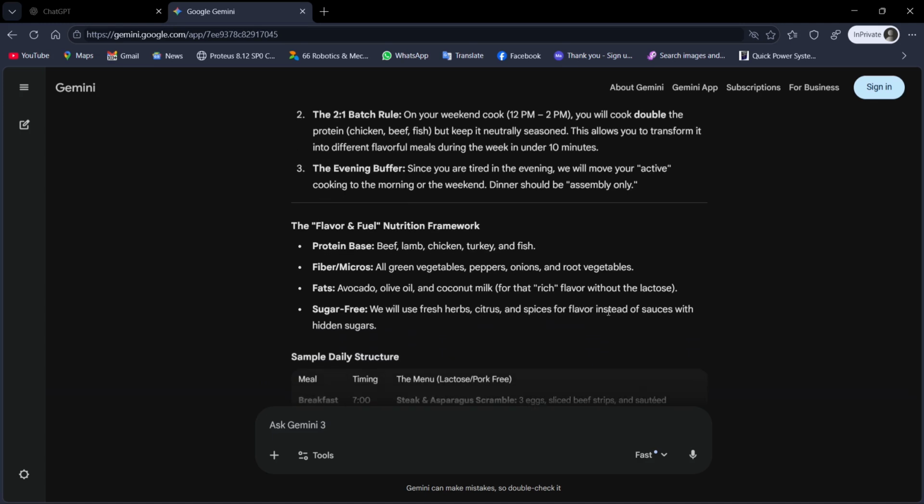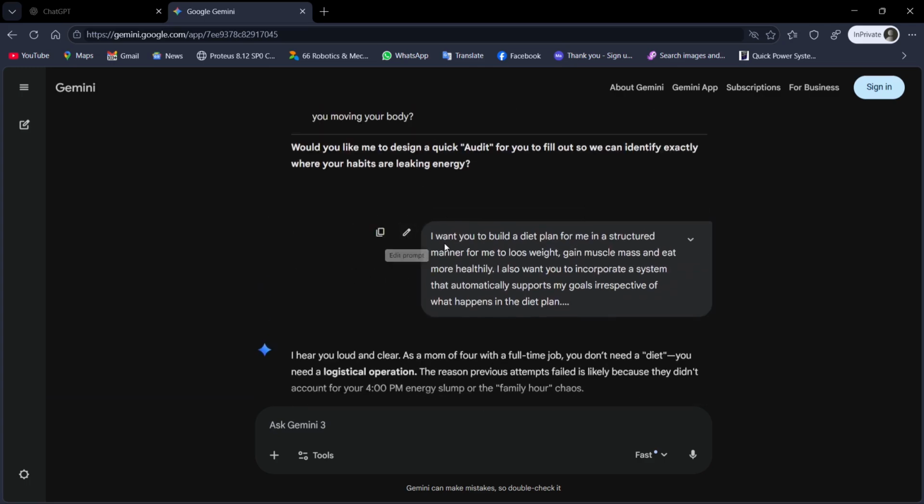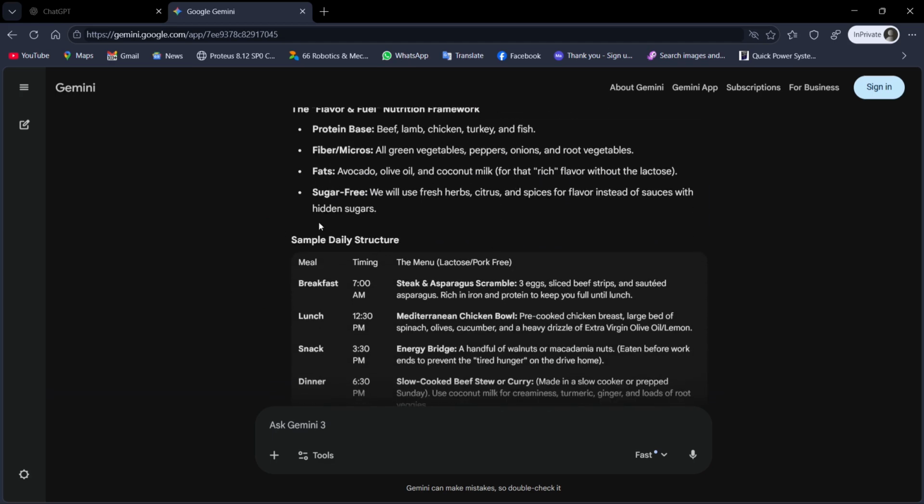Remember I told you this plan cannot contain sugars, right? And it should not contain anything artificial. I'm not sure I mentioned that, but I think that's one of the things I mentioned anyway. And it is making sure to stick to those restrictions which we gave it in our prompts. Let's look at a sample daily structure.